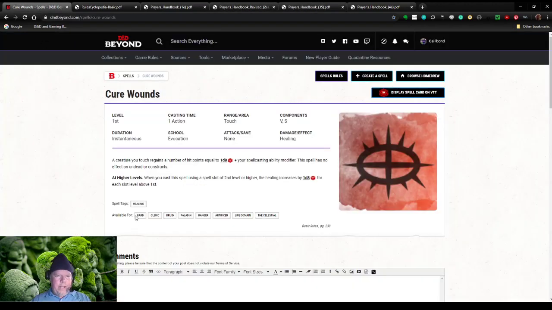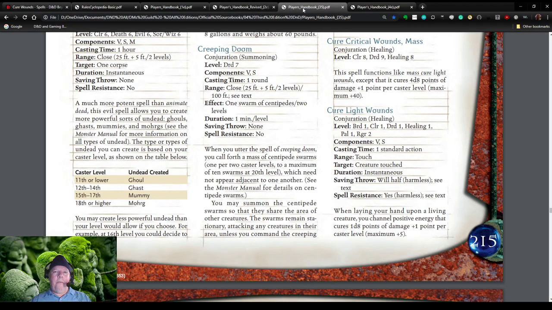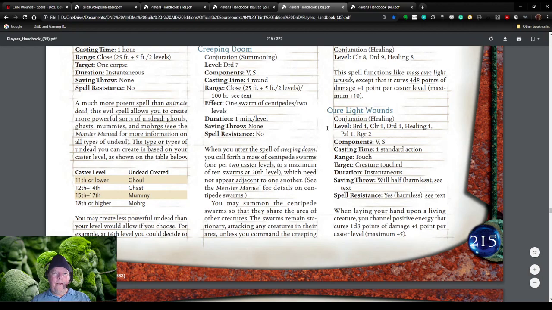5th edition, it's bards, clerics, druids, paladins, rangers, artificers, and the life domain, and then the celestial. Okay, so I guess if you have a patron, like if you have a warlock patron that's a celestial, you get access to the cure wounds spell as well. In 3rd edition 3.5, bards get it, clerics, druids, the healing domain, paladins, and rangers.